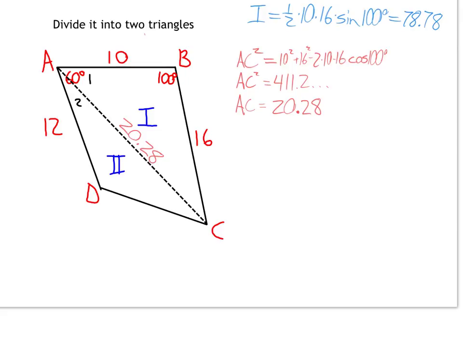Good, the law of sines, all right? So let's go ahead and do that. We need angle 1, so it's the sine of angle 1 over what? 16. 16 equals sine of 100 degrees over 20.28. Good, 20.28 there, okay? So we've set that up. Notice now we're able to use the law of sines because we have that pair that are across from each other, okay?